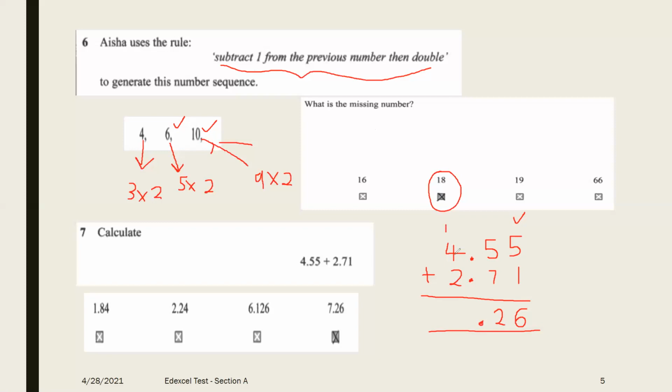4 plus 2, it's 6. 6 plus 1, it's 7. Then my answer is 7.26. So according to this 7th question, the 4th answer is the correct one. They have given 4 values. So 4th is the correct answer, right?